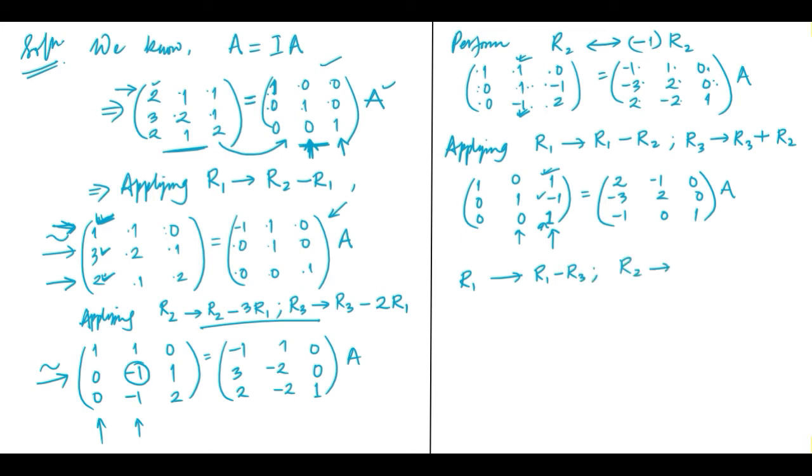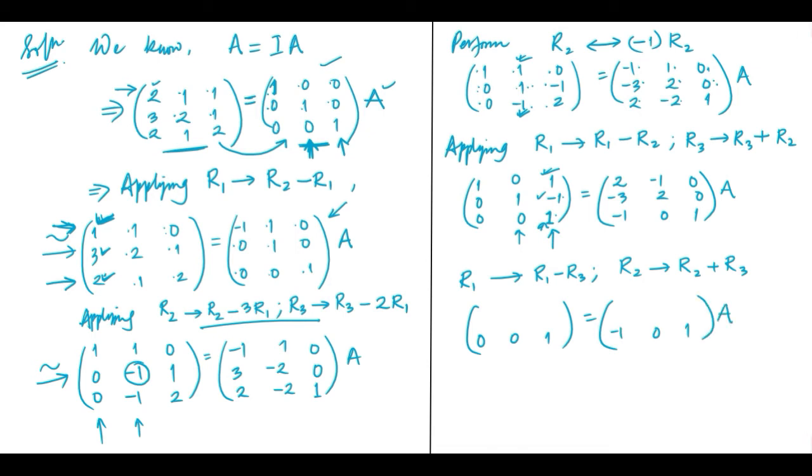R2 replaced by R2 plus R3: R2 minus 1 plus R3 1, minus 1 plus 1 will be 0. Okay, so R3 stays as it is: 0 0 1, minus 1 0 1 and then A.